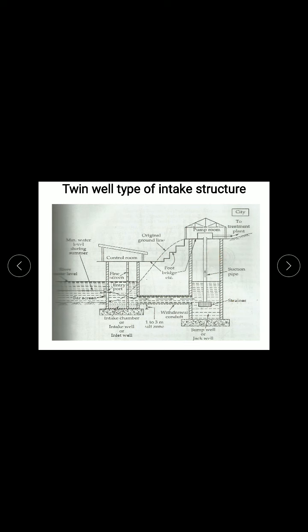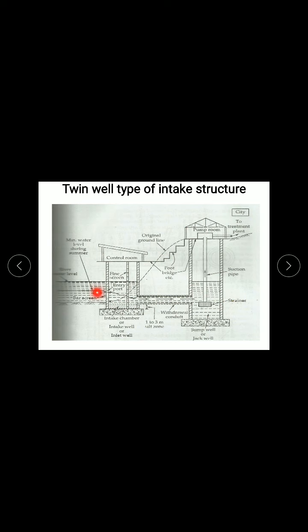Now, even this is made up of a concrete shell. You can see that a port is provided here. In front of that, a bar screen is provided to avoid any debris or particles present in the water. The port is kept at the minimum water level, because the first factor is that water should be available even in the driest season. So the port is kept below the minimum water level.